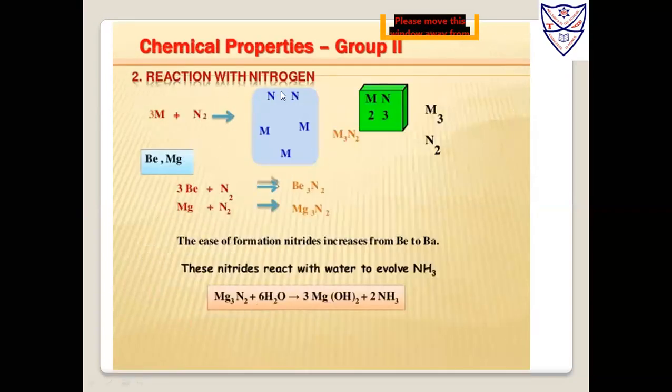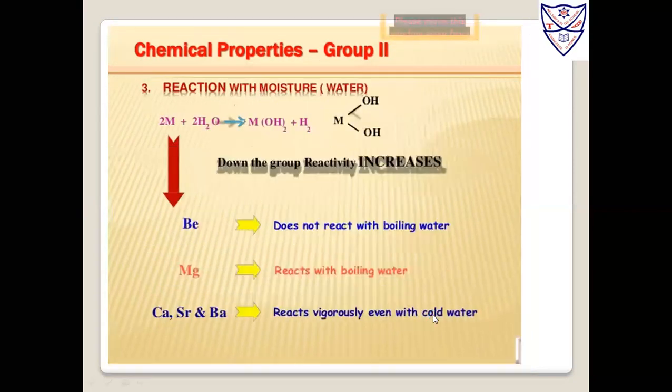The next one is the reaction with nitrogen. Metal plus nitrogen gives metal nitride. So it's M3N2. So there is Be3N2, Mg3N2. These nitrides react with water to evolve ammonia. Ammonia gas is released over here. So it forms magnesium hydroxide, and ammonia is released. Then the reaction with moisture, that is water. So metal plus water gives metal hydroxide plus hydrogen.